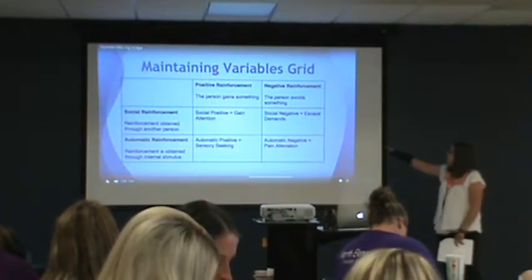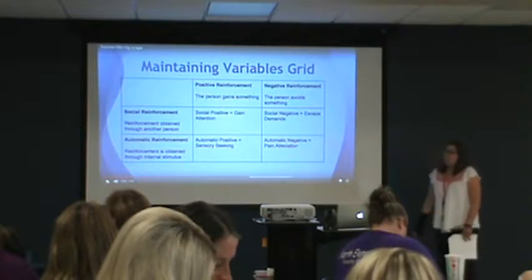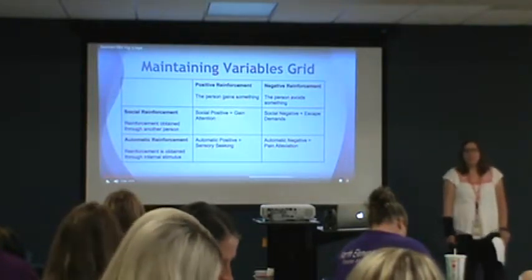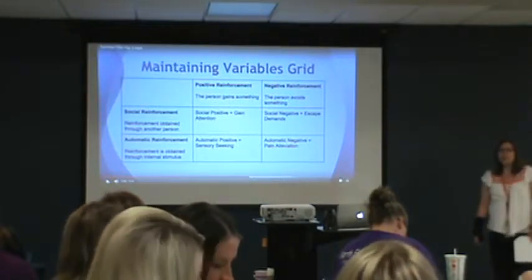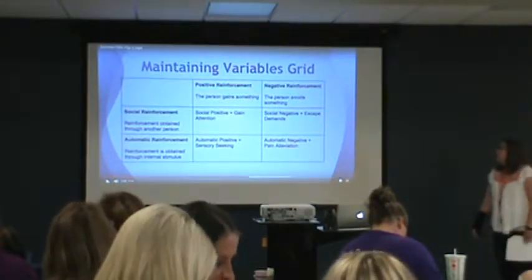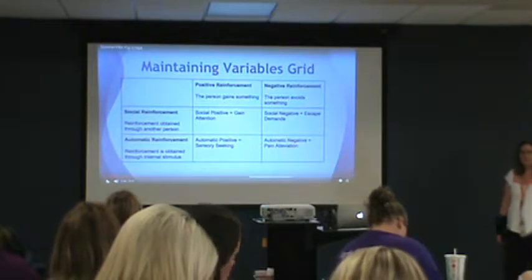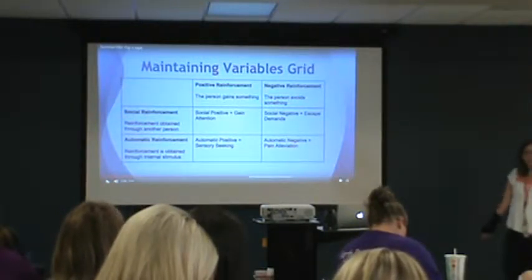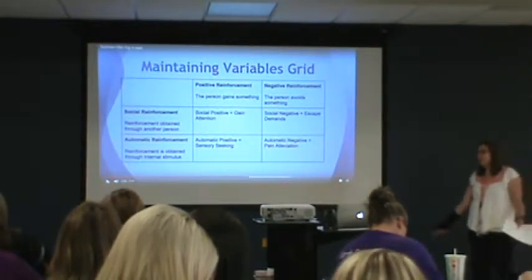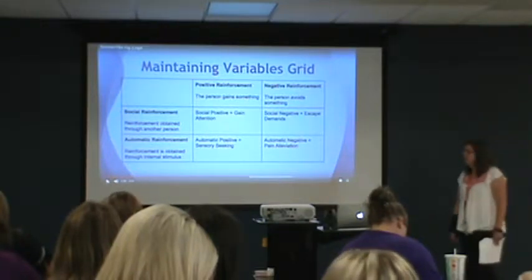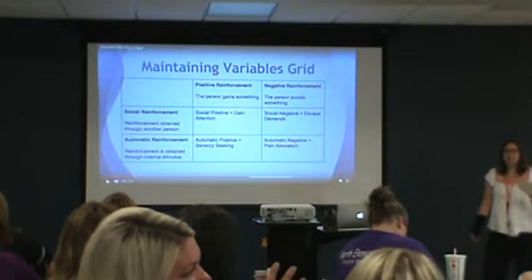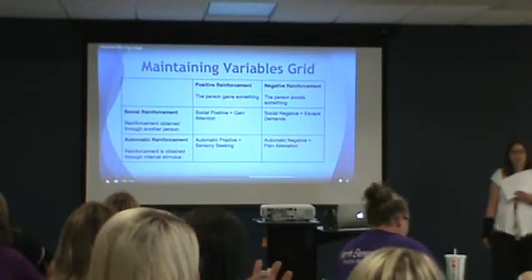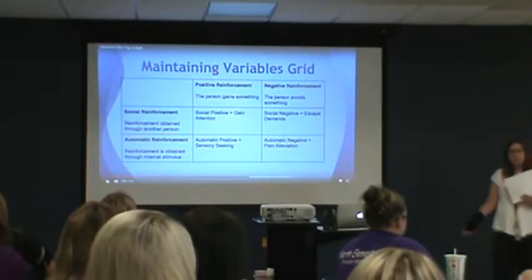Whereas social negative would be they're escaping a demand that somebody gave them. And the expectation is to finish the math worksheet. That's when they run out of the room. And then they don't end up having to do the math worksheet. They successfully avoided and escaped that task. Anybody happen to know the difference between avoid and escape? Just for fun. Nobody? Might be helpful.